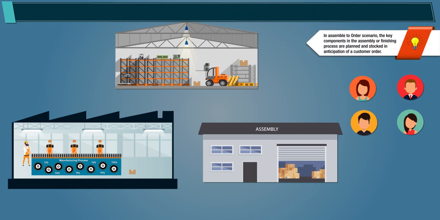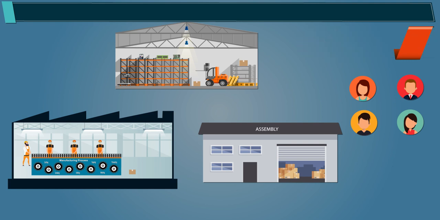Note: in assemble-to-order scenario, the key components in the assembly or finishing process are planned and stocked in anticipation of a customer order. Receipt of an order initiates assembly of the customized product.